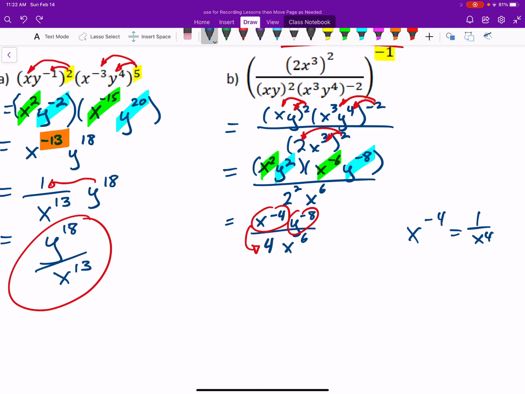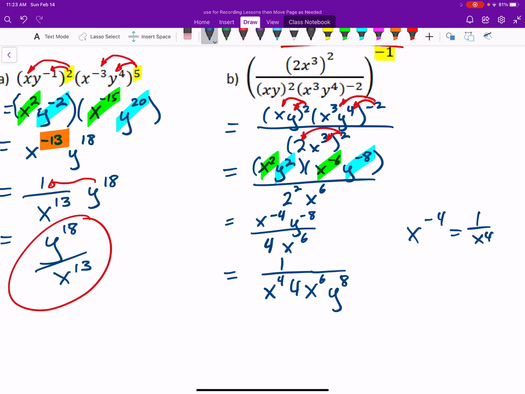And so what I'd get is, well, if I take everything away from the top, I'm not left with 0, I'm left with 1, because really what I'm doing is dividing. And I'd have, if I move that x to the negative 4 to the bottom, I've got x to the positive 4. I've got 4 still on the bottom. I've got x to the 6 still on the bottom. I've got y to the positive 8 because I moved that to the bottom.